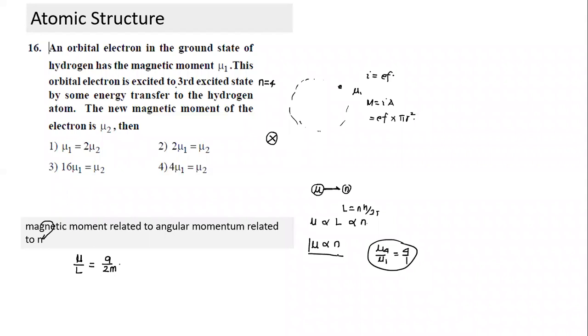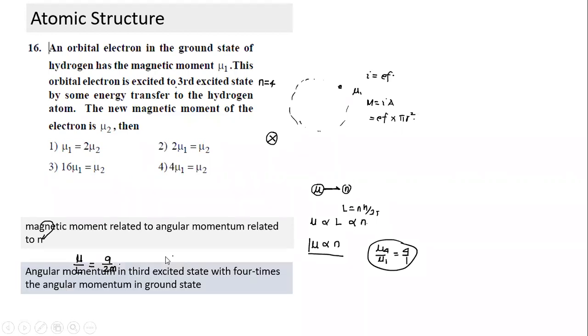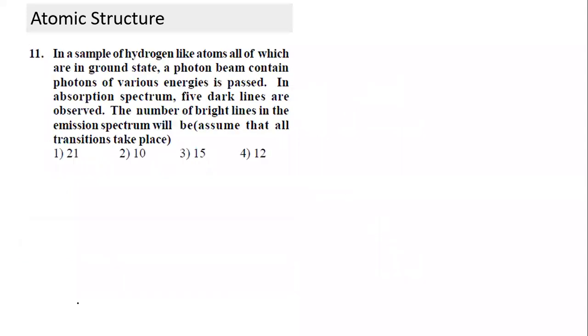Yes, sir. And you should always remember, whenever you come across magnetic moment, you should think of angular momentum. In many cases, using the ratio of angular momentum and magnetic moment makes the solution very simple. Vikram? Yes, sir. Have you understood? Yes, sir. Next time you should not have this issue. Okay, next question. The angular momentum in the excited state will be 4 times the angular momentum in the ground state. Next question.